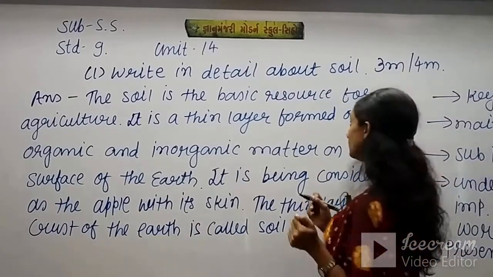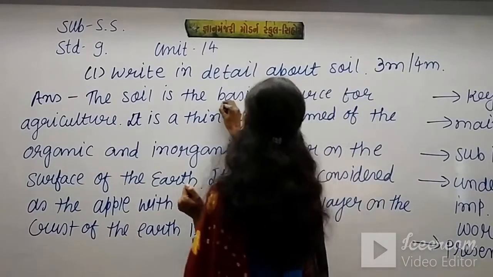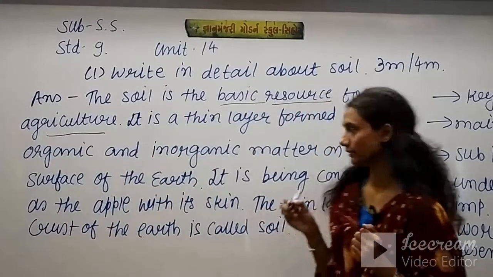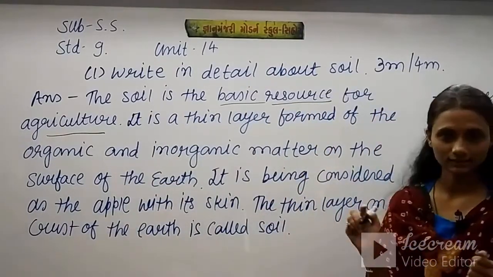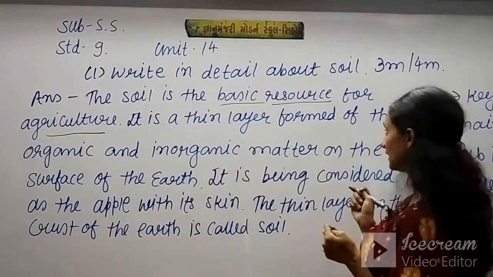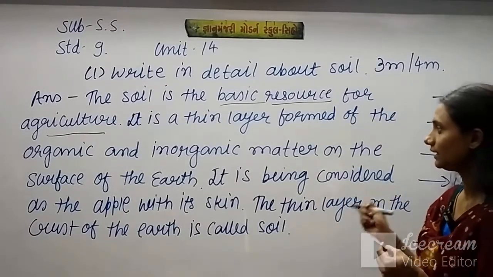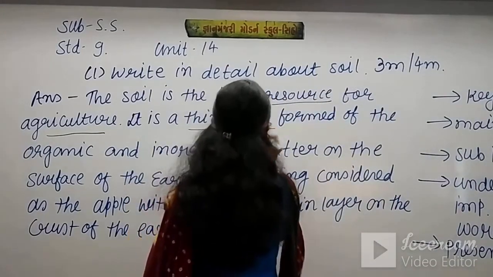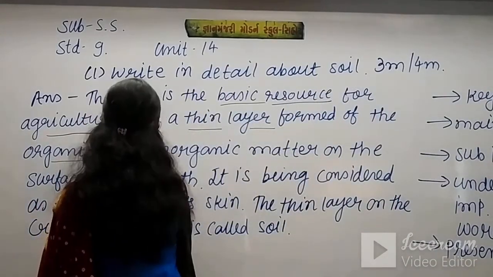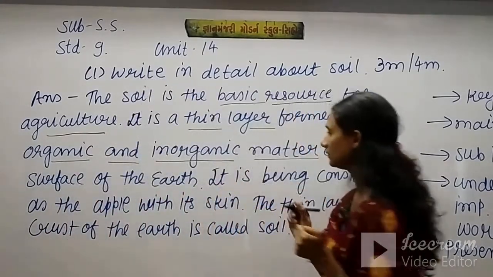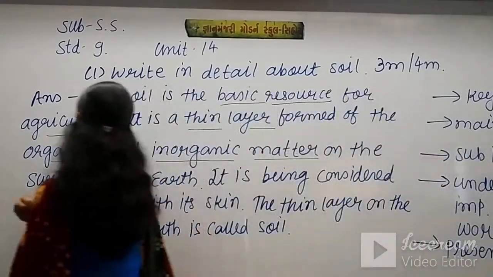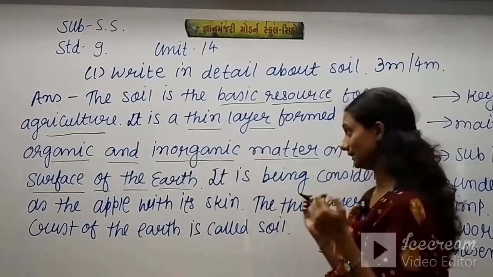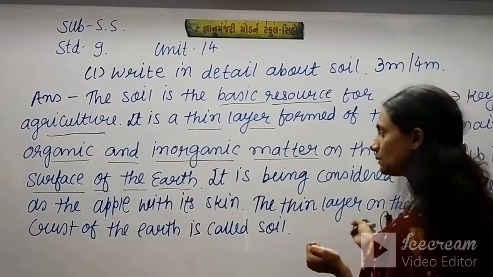So the soil is the basic resource for agriculture. These three words are our keywords: basic, resource, agriculture. Second sentence is, it is a thin layer formed of the organic and inorganic matter on the surface of the earth. So thin layer, organic and inorganic matter, on the surface of the earth, this should be highlighted.